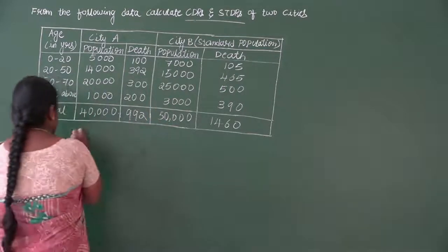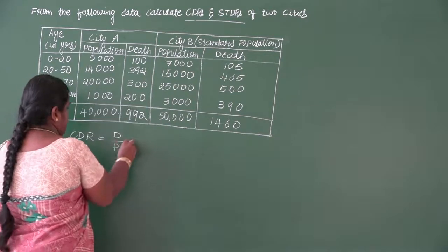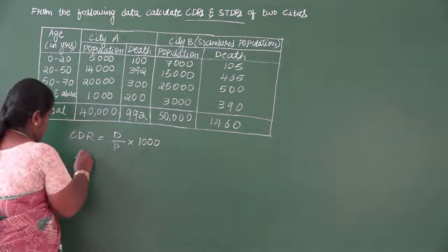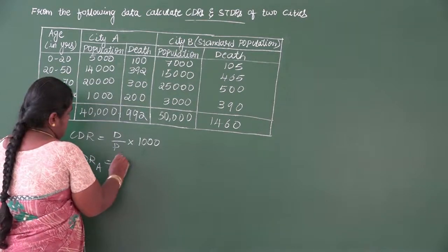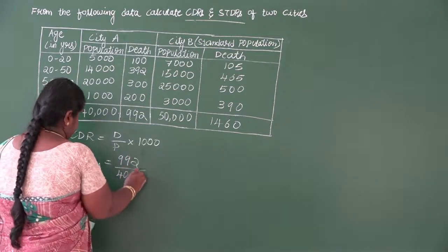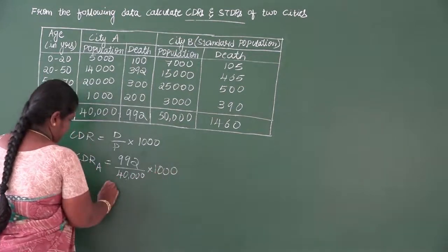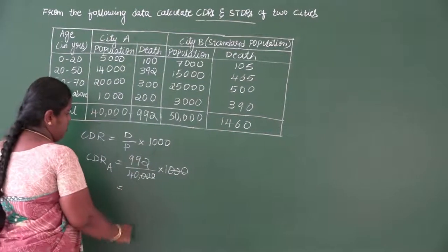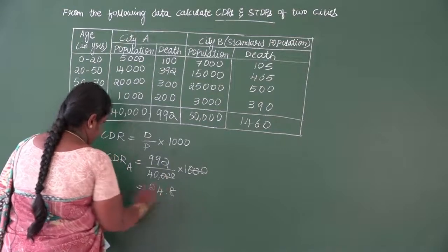Then find out CDR. The CDR formula is D divided by P into 1,000. So you have to calculate separately for town A and for town B. So CDR of A is 992 divided by 40,000 into 1,000. So you can cancel the 1000 and 1000 terms. So 992 divided by 40, which is 24.8.